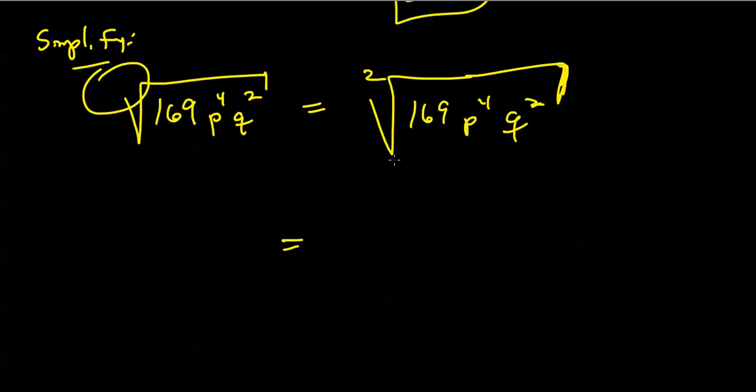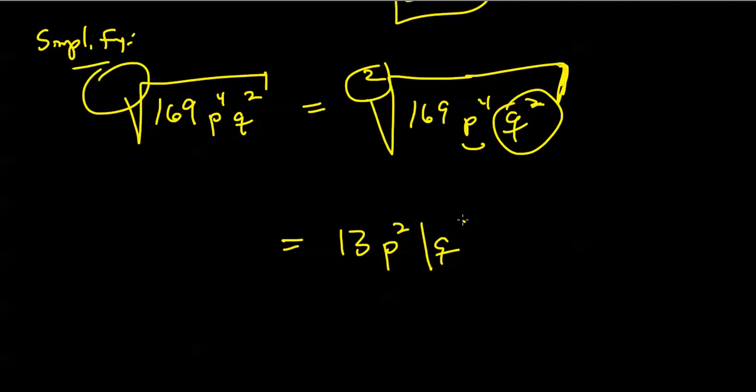Alright, the square root of 169 is of course positive 13. The square root of p to the fourth power is p squared, and no absolute value symbol needed there, but the square root of q squared is q. And again, to preclude the possibility of negative values, I've got to wrap absolute value symbols around that q. If q is unrestricted, I have to put absolute value symbols around q in my answer there. So 13 p squared times the absolute value of q.